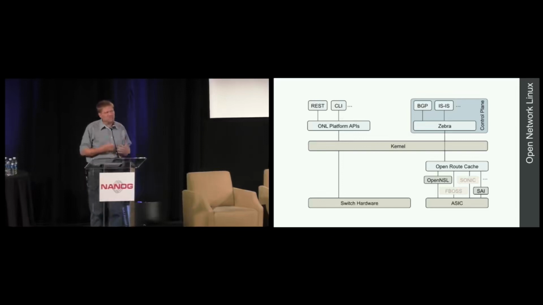The major components of Open Network Linux are the Open Network Platform APIs and the Open Route Cache. And the Open Route Cache is actually the piece that mediates between the kernel calls that do route installs and OpenNSL, SAI, and other things in there that you can use as your ASIC interface. So Open Network Linux is one of those options that's out there.